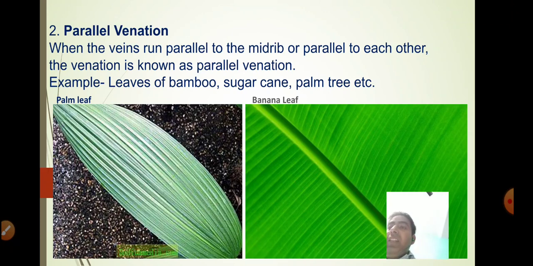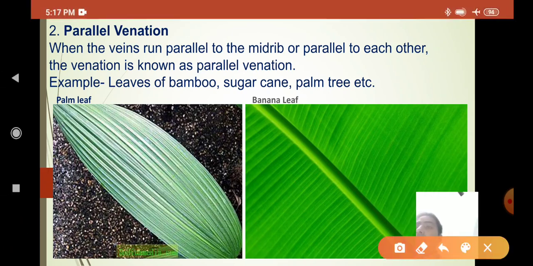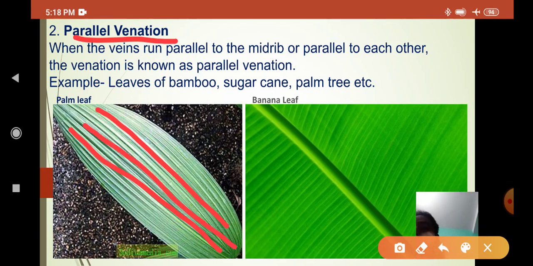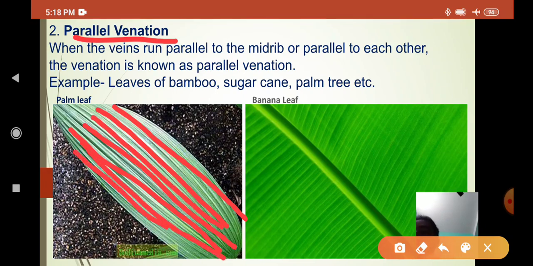Now you will see about parallel venation. Here you are seeing parallel venation. What is parallel venation? When the veins run parallel to the midrib or parallel to each other, the venation is called parallel venation. Now you can see here the veins are parallel, in a straight way. When the veins run in this straight way, that is called parallel venation.